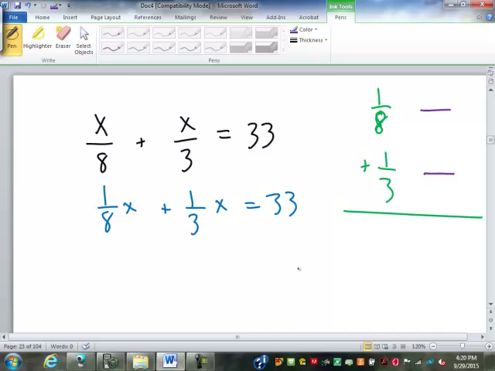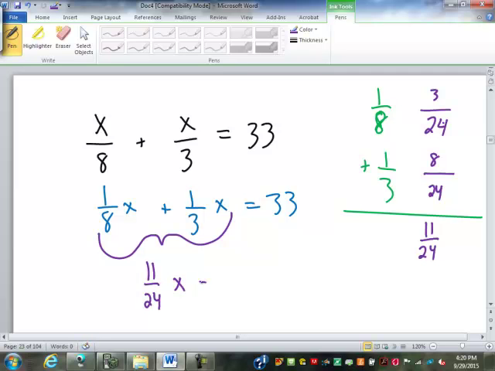Okay, so we're going to change the x over 8 to 1/8 x and the x over 3 to 1/3 x. So we're going to combine the 1/8 x and the 1/3 x. So we have to add 1/8 and 1/3. We need a common denominator, which is going to be 24. This is going to be 3/24 plus 8/24 makes 11/24. Perfect. So now we have 11/24 x equals 33.